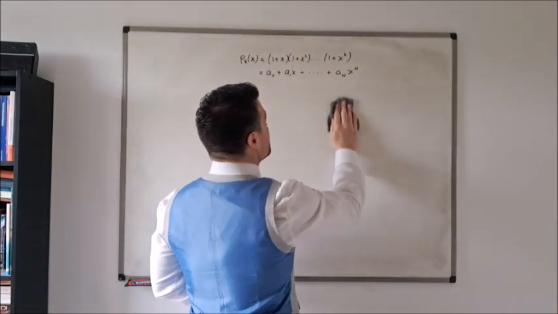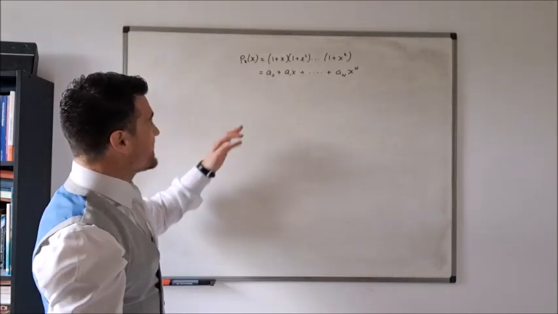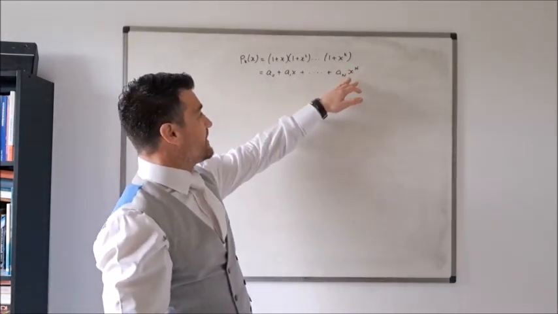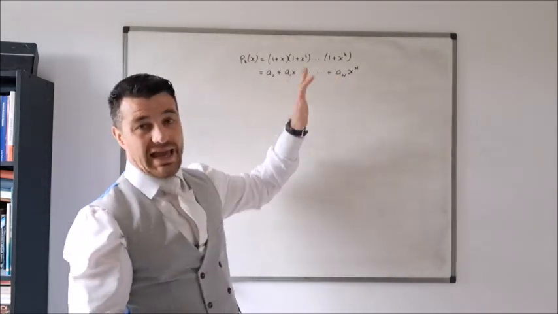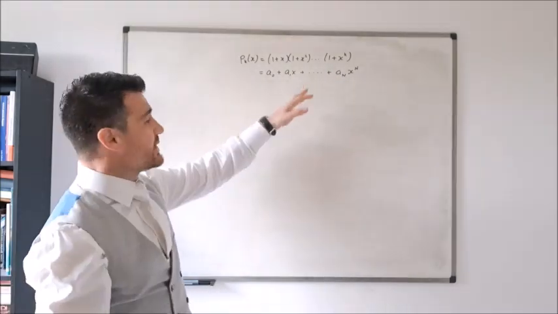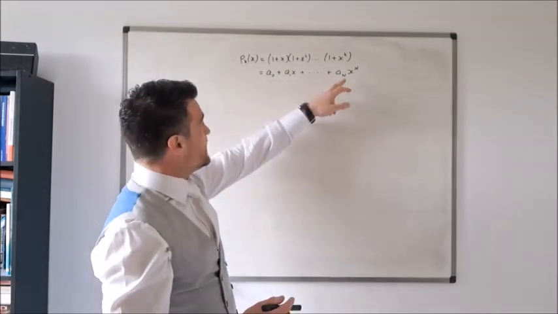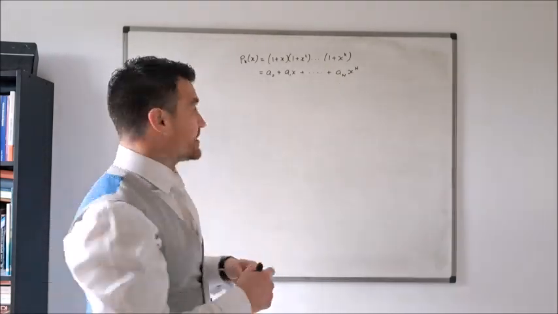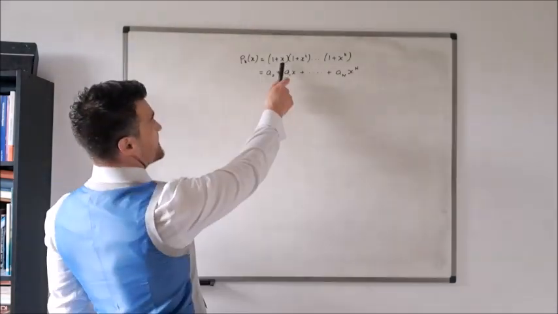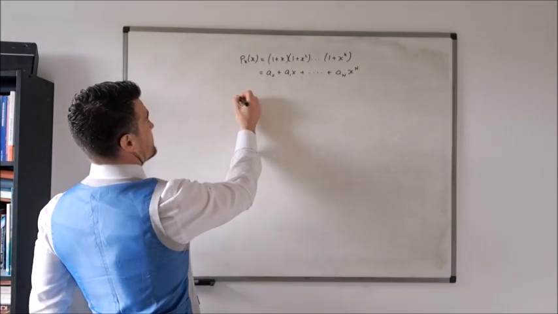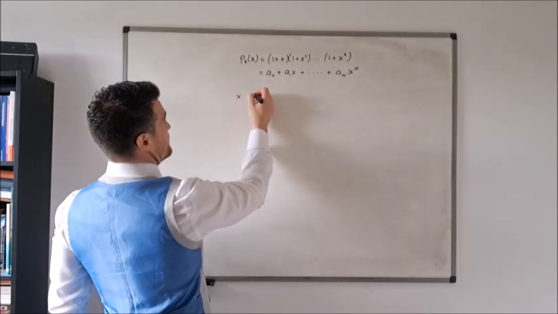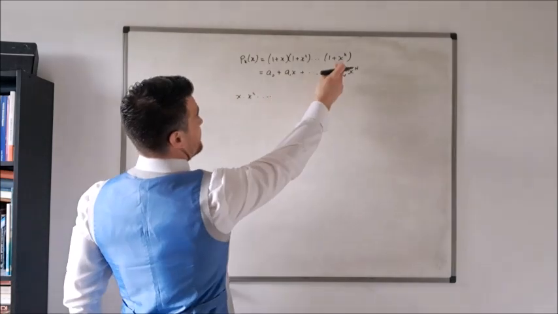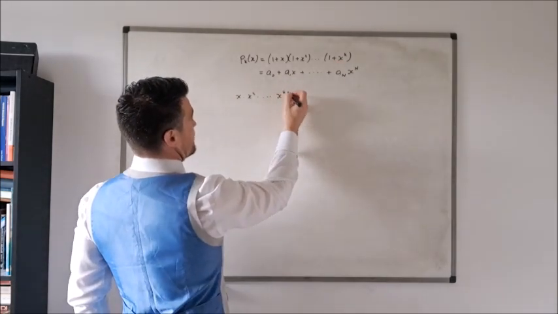So if we think then, provided that a sub n here is going to be non-zero, which it's going to be, how is this going to come about? How is this greatest power of x going to come about? Well, it's going to come about from multiplying x with this x squared, with the x cubed that's going to be next to it, and then all the way up to x to the power of k.